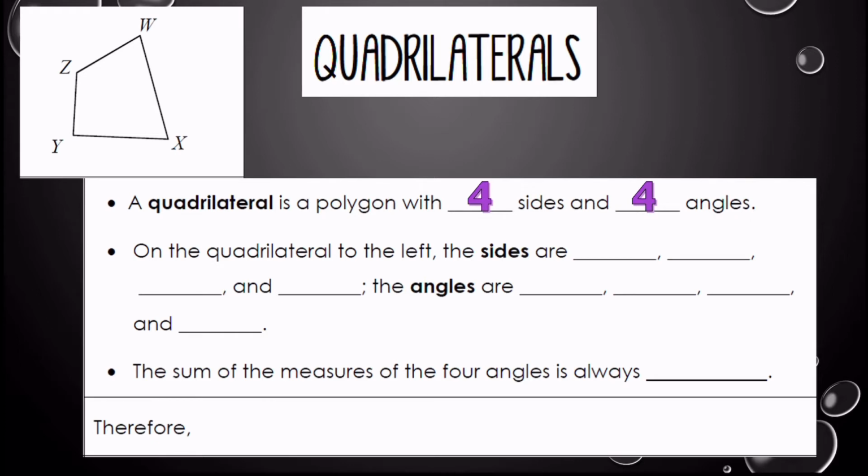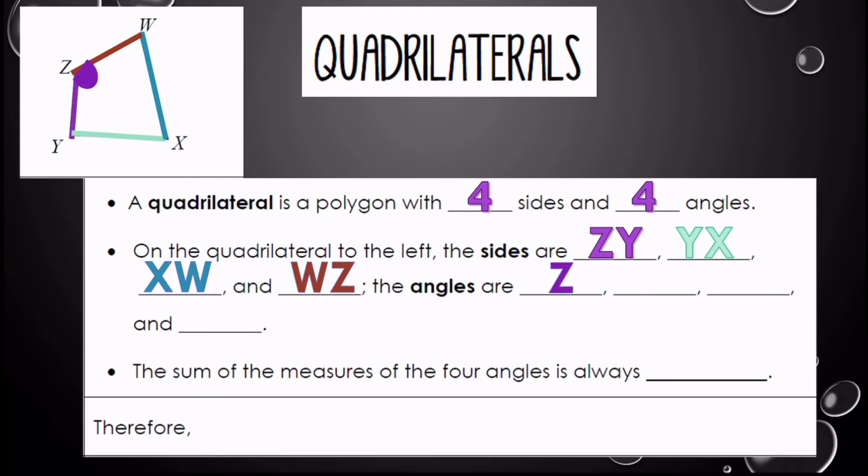So if you see the quadrilateral to the left of your paper, the sides are ZY, YX, XW, and WZ. The angles are angle Z, angle Y, angle X, and angle W. Now, the sum of the measures of the 4 angles will always be 360. So remember, in a triangle, it was 180. A quadrilateral is 360. Now, what we also have to keep in mind with a quadrilateral is there's specific types of quadrilaterals, and we're going to get into that later in this video. But for now, let's focus on their angles.